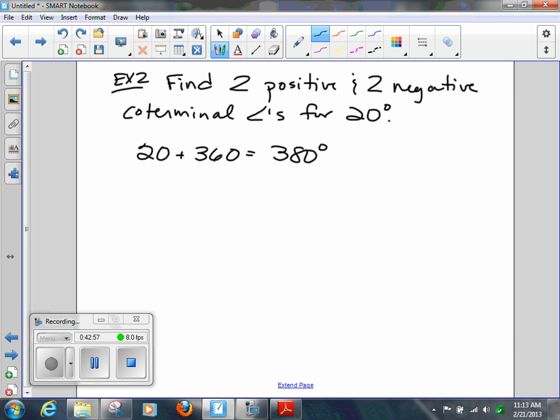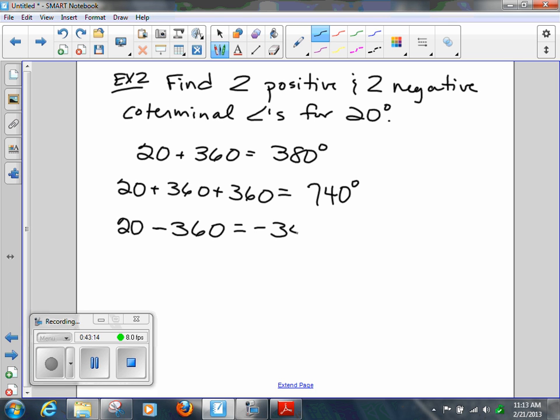I know what you guys are going to do. You're going to add this in your calculator, and that's fine, okay? I can't just throw numbers up here. I could, but I don't want to. Did you get 740 for the next one? And then my two negatives, I'm going to subtract 360, and I get negative 340.